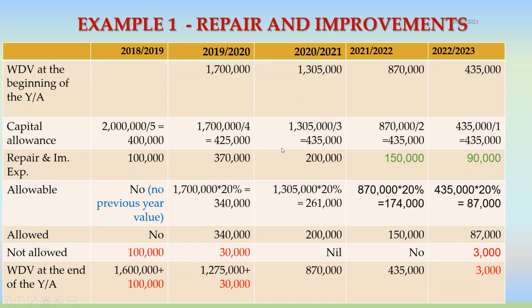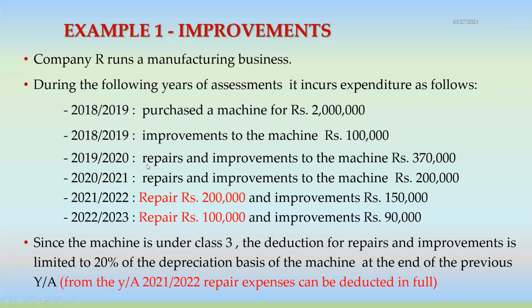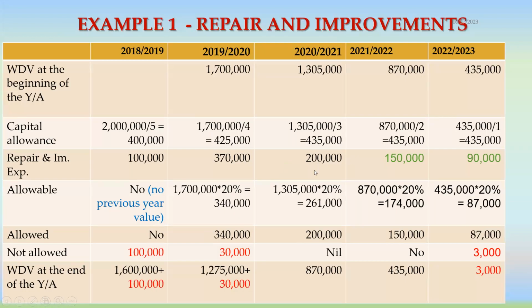Then again we have to go to the calculation formula. The incurred amount is 200,000. So we have to check the allowable amount. Taking 20% of the previous written down value, that is 1.3 million, the allowable amount is 261,000. The incurred amount is 200,000. The allowable amount is 260,000. Therefore, we can allow the incurred amount.